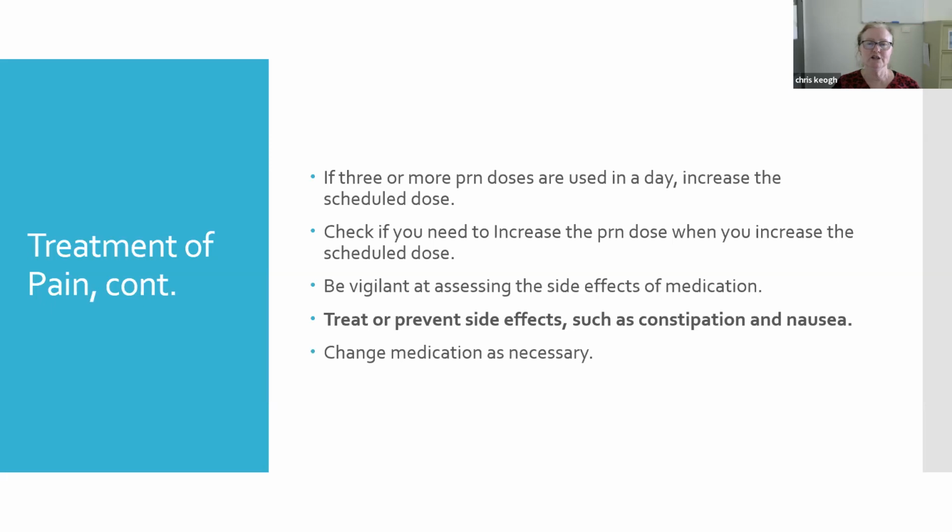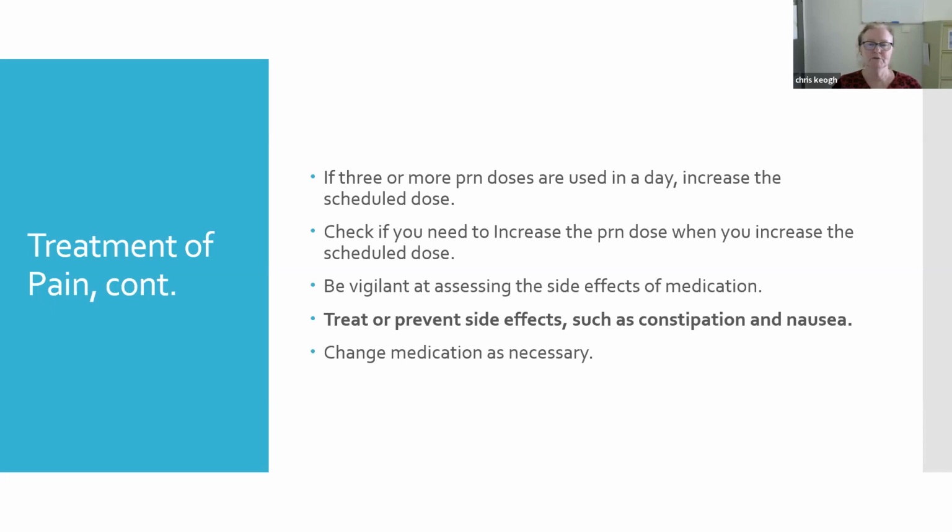Then we need to check if we need to increase the PRN dose when you increase the scheduled daily dose, or twice daily dose. So if they're on 20 milligrams of morphine during the day, if we put 6 into 20, the 6 threes are 18. So we probably still keep their PRN dose at 2.5 to 5 milligrams.